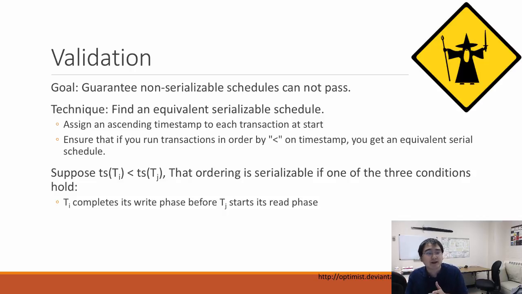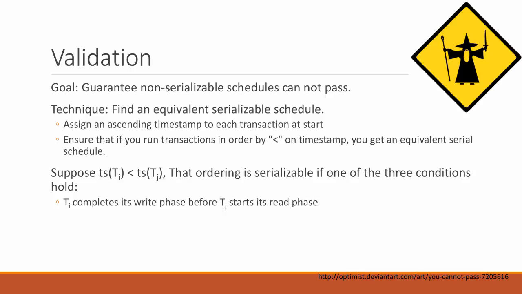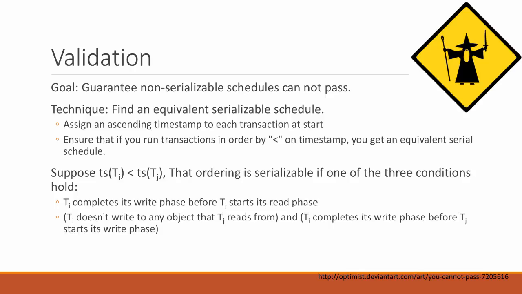The first one is that transaction I completes its write phase before transaction J starts its read phase. And we'll talk about these conditions in more detail in the next couple of slides. So if they don't make sense as I'm reading them right now, I'll explain them in more detail. The other option is transaction I doesn't write to any objects. So it's a reader in the sense of whether or not there's any conflicts between these schedules. And transaction I completes its write phase before transaction J starts its write phase.